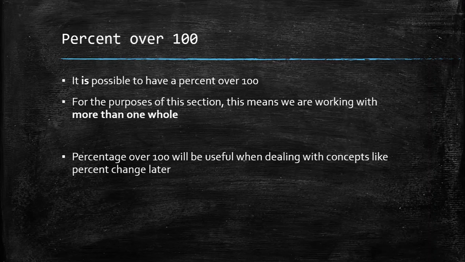So knowing that this exists will be useful when we deal with concepts like percent change later, because we could say, hey, a company had a profit increase of 150%. That's a totally valid statement, and we need to be able to calculate that. So we'll look into that later, though.